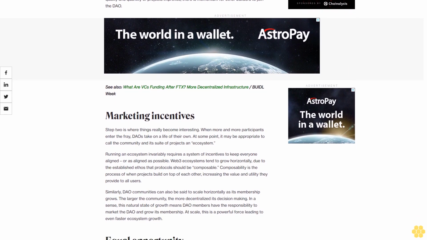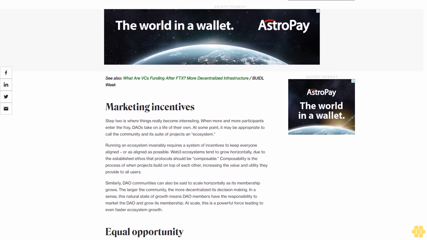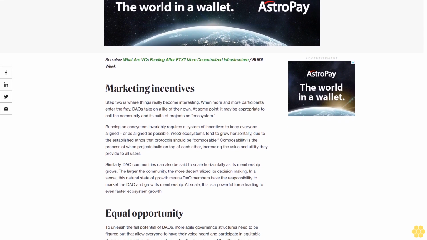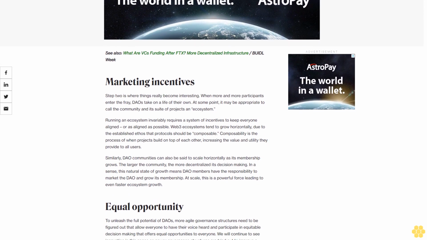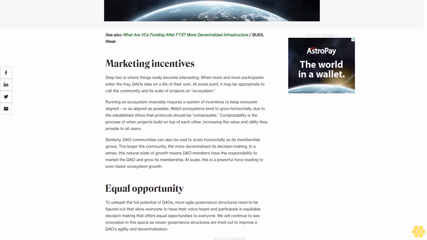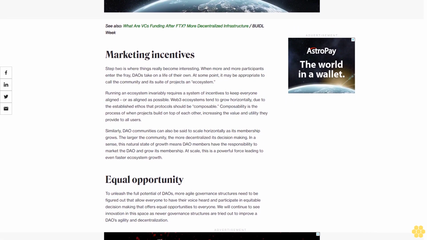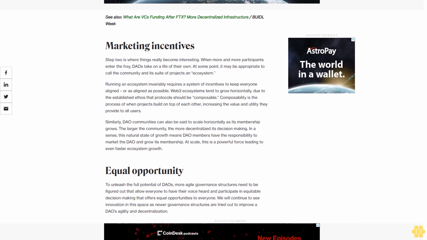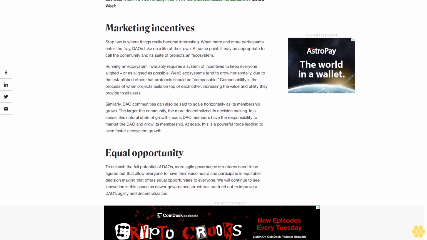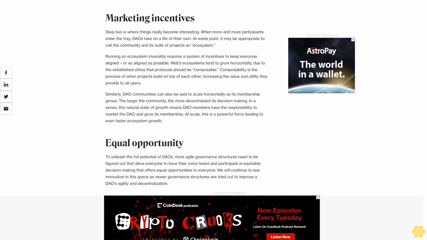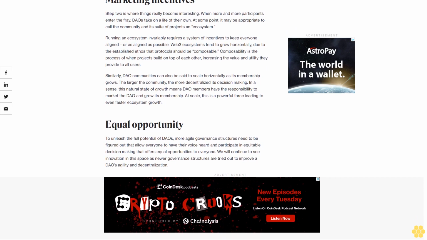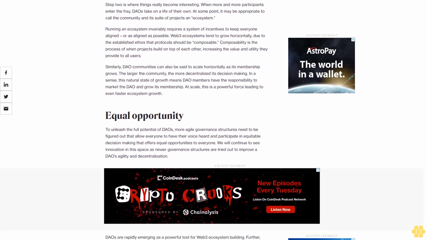Step 2 is where things really become interesting. When more and more participants enter the fray, DAOs take on a life of their own. At some point, it may be appropriate to call the community and its suite of projects an ecosystem. Running an ecosystem invariably requires a system of incentives to keep everyone aligned, or as aligned as possible. Web3 ecosystems tend to grow horizontally, due to the established ethos that protocols should be composable. Composability is the process of when projects build on top of each other, increasing the value and utility they provide to all users. Similarly, DAO communities can also be said to scale horizontally as their membership grows.